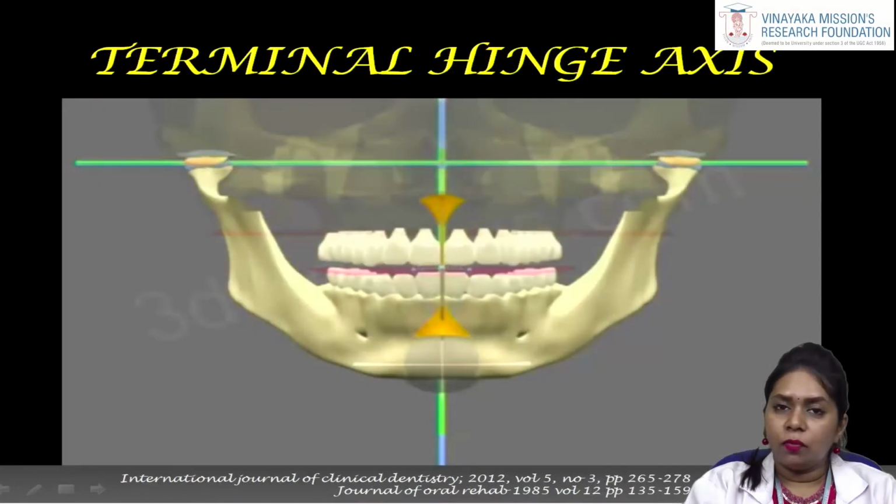So let us learn what is terminal hinge axis. This is the starting point to recording the position of maxilla in a static record. The terminal hinge position is the most retruded position of the condyle in the fossa. It is significant because it is a learnable, recordable and repeatable position that coincides with the position of centric relationship.